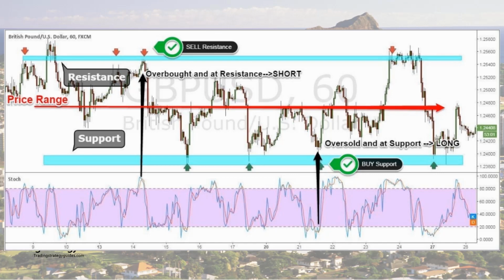It's important not to get in trades in the middle of the range because you're taking on more risk and the profit margin also decreases. What's important to remember is that the more a level is touched, the higher the risk it will be broken at the next test.